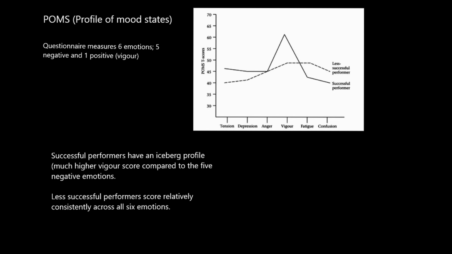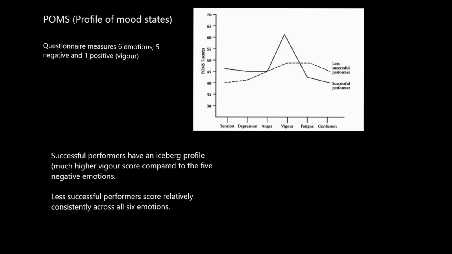Worth noticing that sometimes tension or maybe anger is a little bit higher than the other 4 emotions, because you're naturally putting yourself in highly competitive situations to prove how good you are, or you want to get your anger higher because you want to show how good you are. But the iceberg profile is high vigour score compared to the 5 negative emotions, whereas less successful performers score relatively consistently across all 6 emotions. So it's pretty much flatline all the way across.